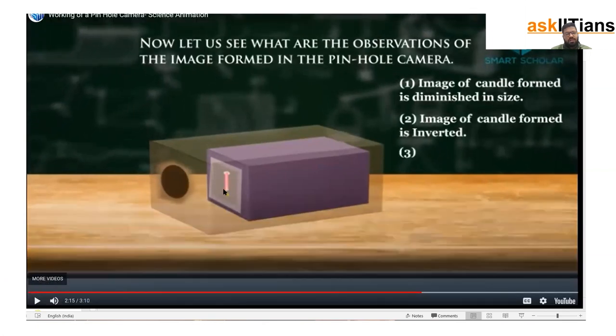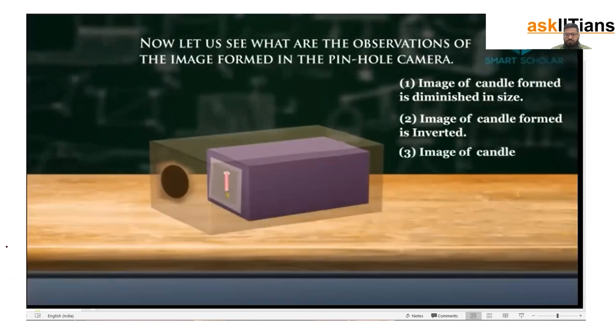See, the image was diminished, meaning smaller in size with respect to the object. The image was inverted. The image of the candle formed has color. So this is another property: the image has the same color as the object. Let us see how the image was formed.